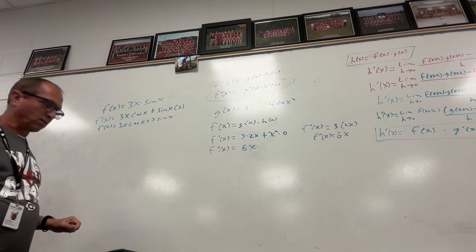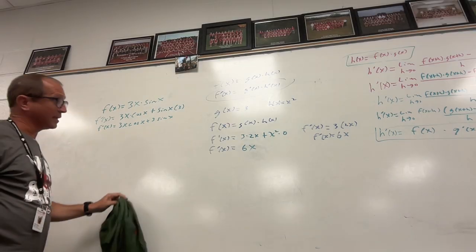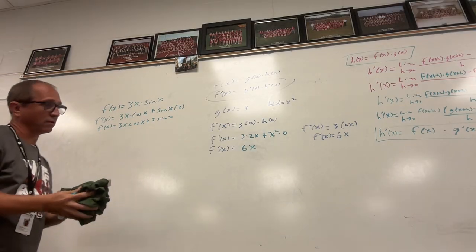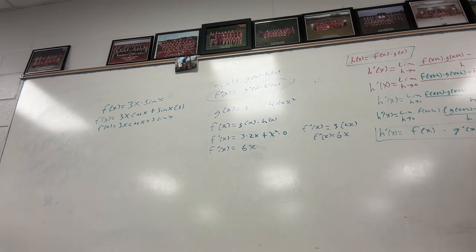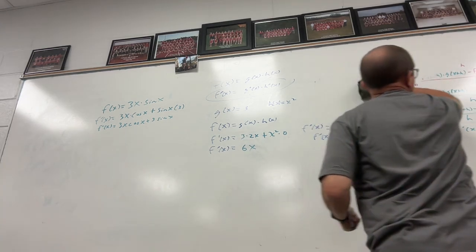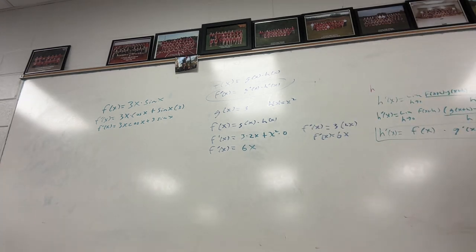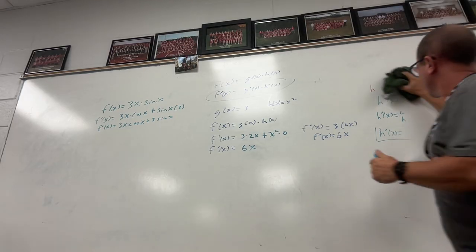So the next thing we're going to run into is the quotient rule. So the fifth shortcut is the product rule. The sixth shortcut is the quotient rule.